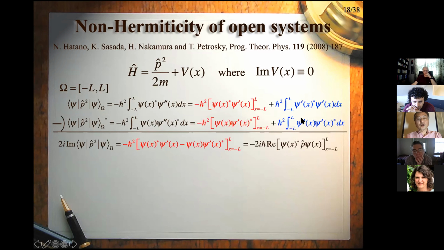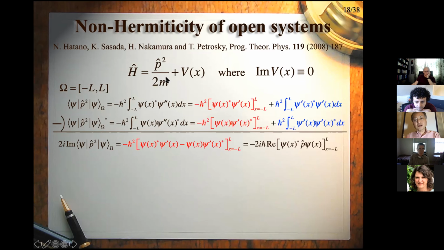So if you subtract below from above, then the imaginary part of this matrix element is given by this boundary term. And the teacher always tells you we are interested in normalizable wave functions. So if you take L to infinity, then this would be 0. That's how you can prove the Hermiticity of this.